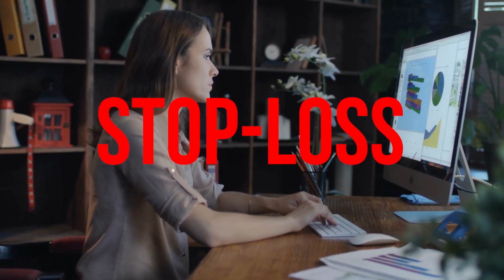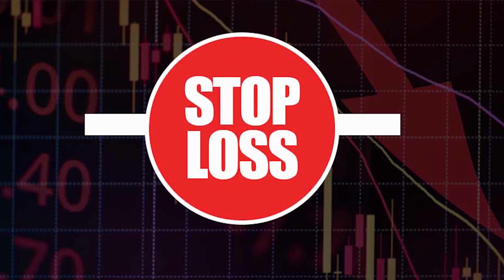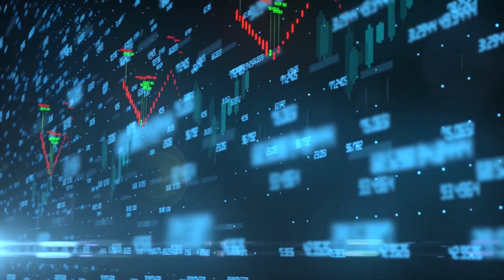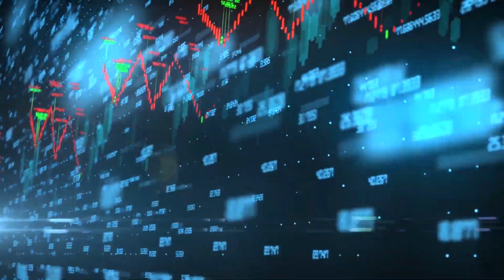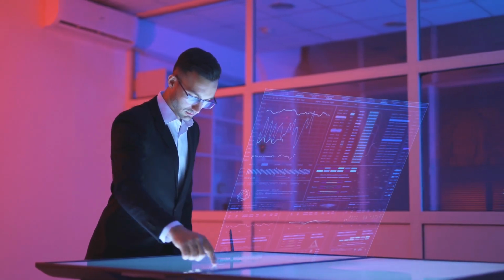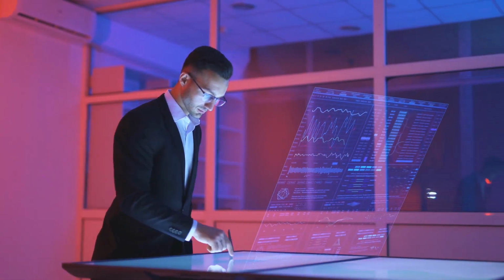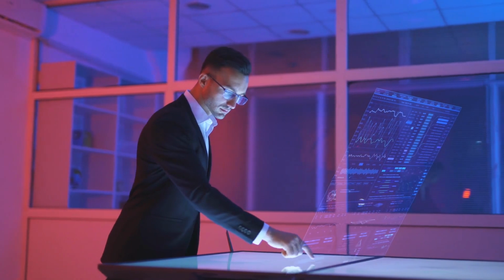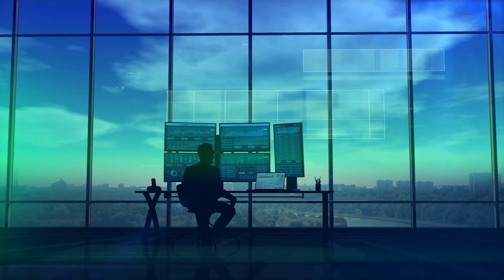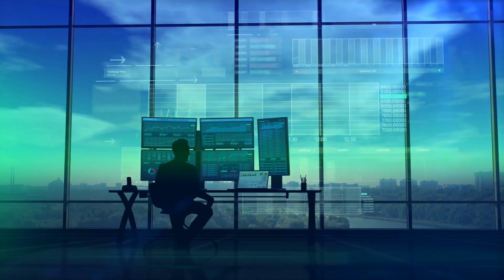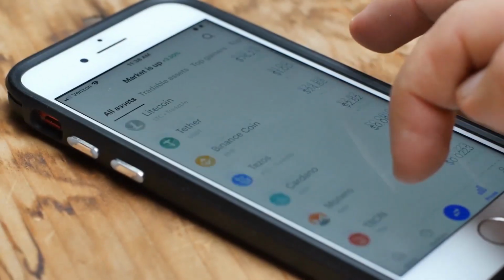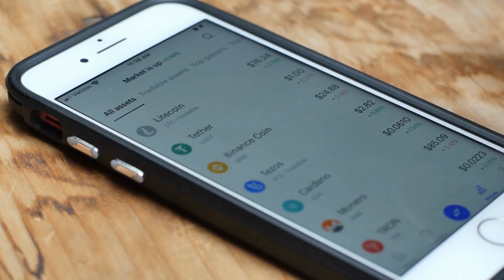Stop loss. A stop loss order is essentially a safety net that can ensure that you don't lose more than a certain amount of money if a stock you own starts dropping in price. When the stock price drops to your specified amount, it will trigger the stop loss and automatically sell the stock. For example, if you buy a share of a stock at $100 and decide that you don't want to lose more than 5% of your investment, you would set your stop loss order at $95.